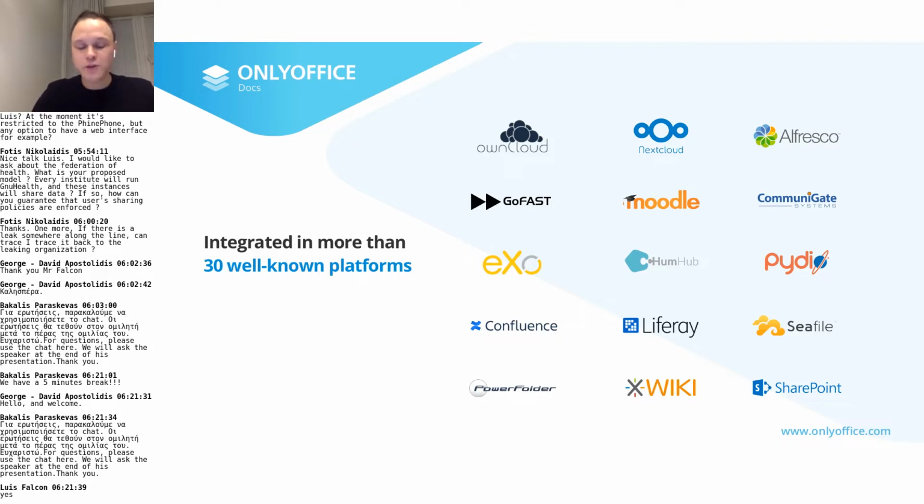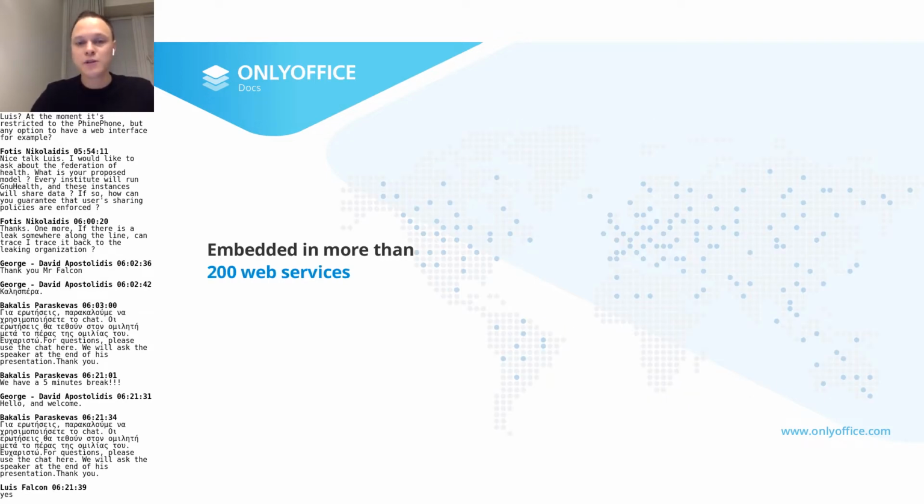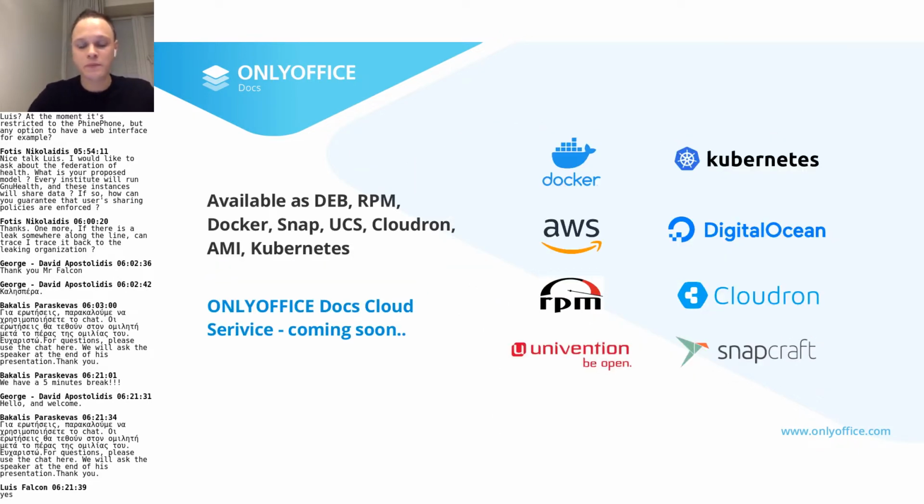ONLYOFFICE can be integrated into more than 30 well-known and widely used platforms using integration apps. So here are some examples. Or it can also be used as a production component. And at the moment, the developer version is embedded in over 200 web servers by various developers worldwide. ONLYOFFICE is available in various distribution formats and packages such as DEB, RPM, Docker, Snap, UCS app, Cloud-Drone, AMI, and Kubernetes. And soon it will be possible to integrate the cloud version of ONLYOFFICE Docs, so without actually installing the instance manually on the server.